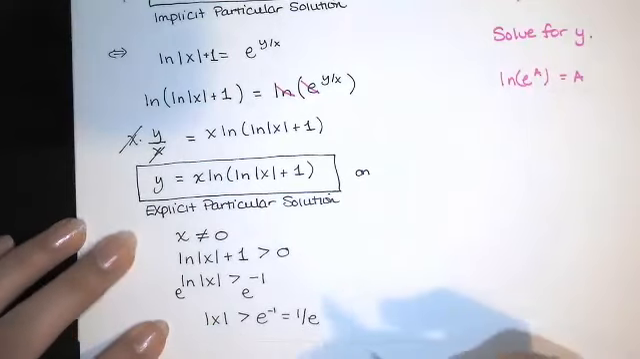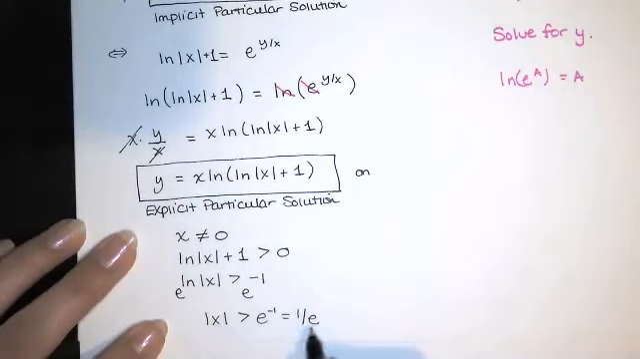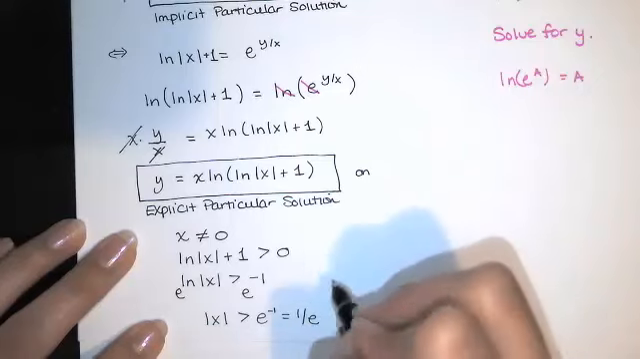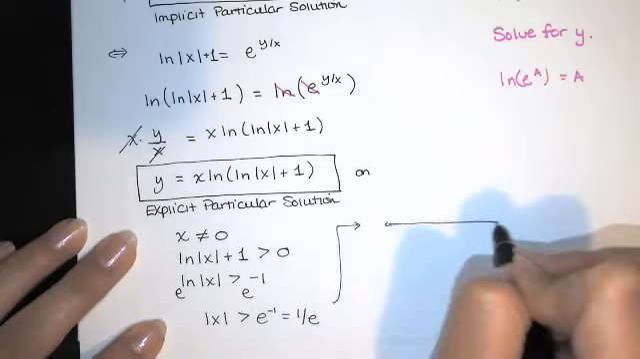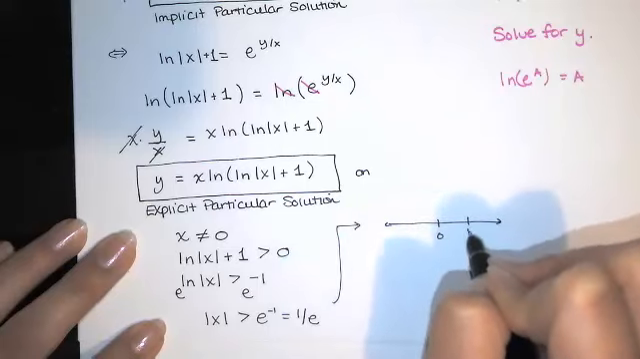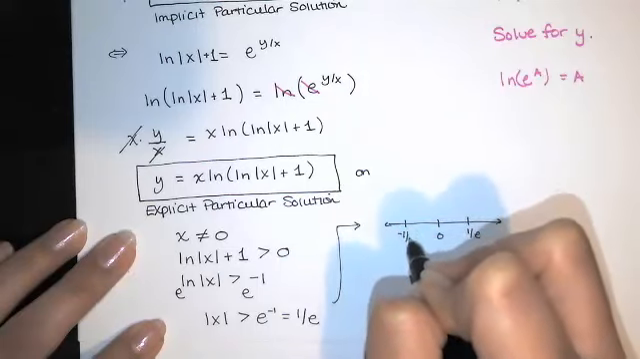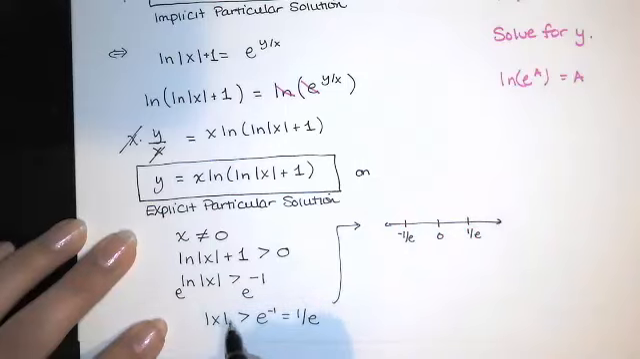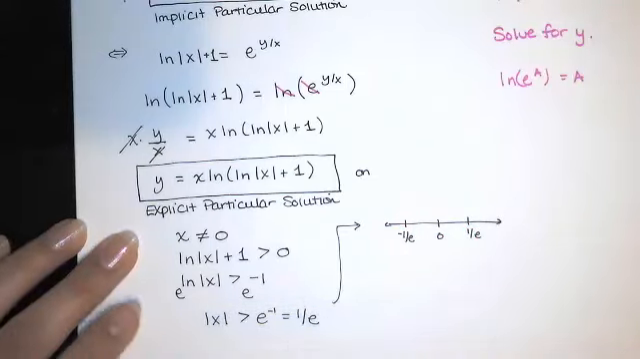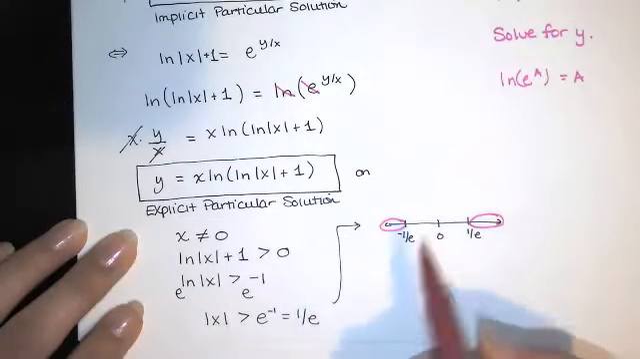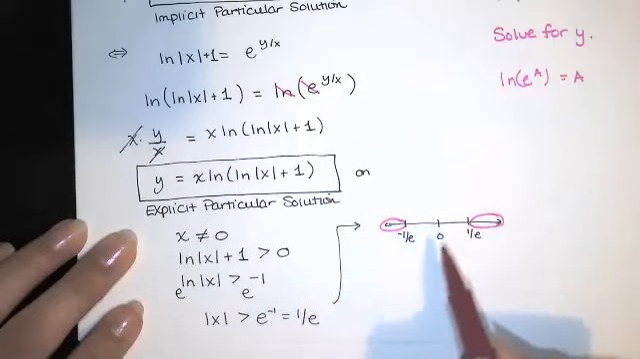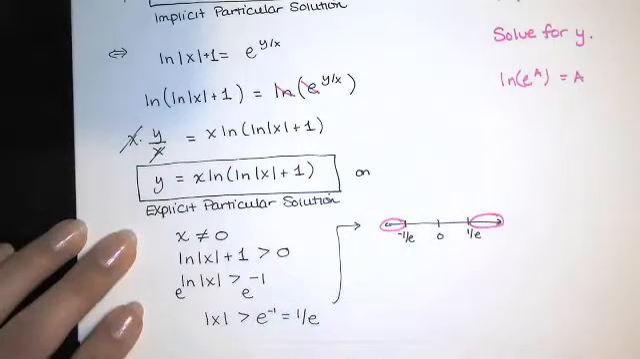So that means if the absolute value of x has to be greater than 1 over e, it's probably been a really long time since you did this in algebra class. Here's 1 over e, here's negative 1 over e. If the absolute value of x, that's the distance of x from 0, is larger than this, that means x has to be out here or out here. Otherwise, if x is in here, its absolute value is less than 1 over e. We want it to be greater than 1 over e.